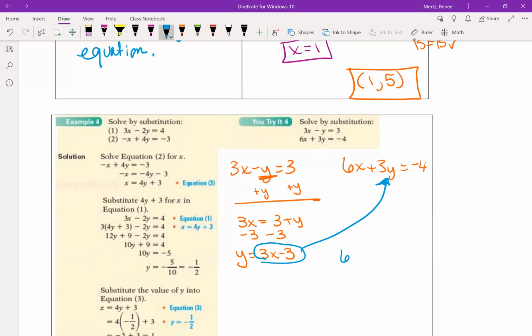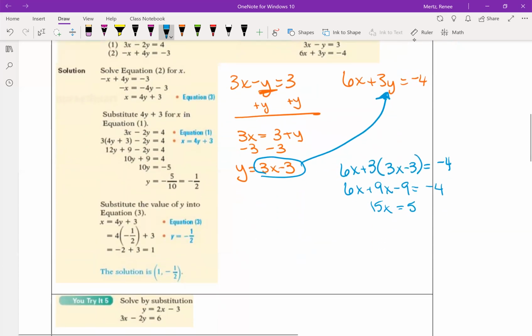So now I get 6x plus 3 times parentheses 3x minus 3 equals -4. So now I'm on step 3. I'm going to distribute, combine my terms, and solve for x. So I have 6x plus 9x minus 9 equals -4. 15x equals 5. Ooh, I'm getting a fraction. It's okay. Don't be alarmed. x equals 1/3.